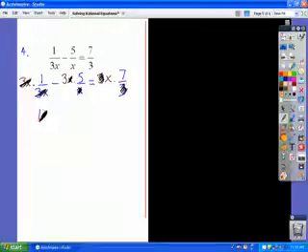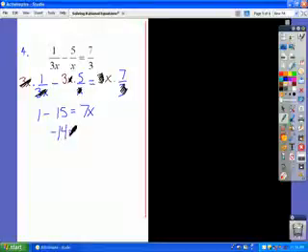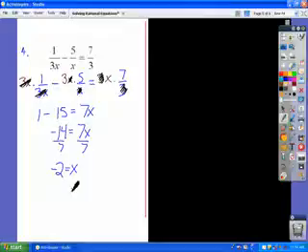Here we have a 1 minus, and then 3 times 5 becomes 15. And then over here we have 7x. Okay, it's just the way that this one turns out. So 1 minus 15 is -14 equals 7x. Divided by 7 comes out to be -2.